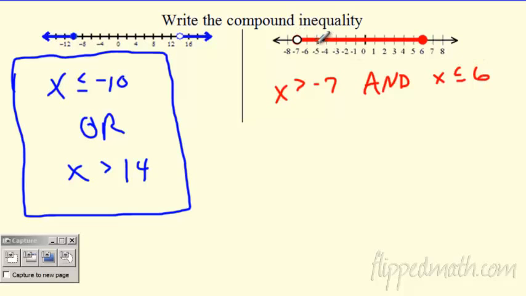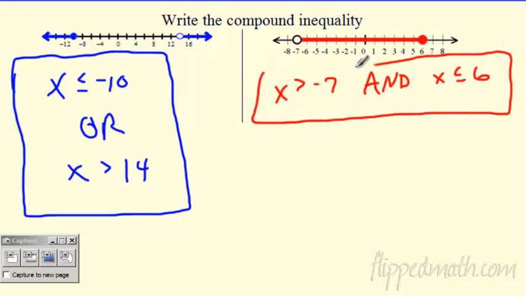This is an and. When you start to smush in between, it has to be bigger than this and less than this. When they separate the opposite ways, they're or. So this is an and. And really, this is great. Like, that works. That's true. It's legit. X is any number that's greater than negative 7 and at the same time less than 6.